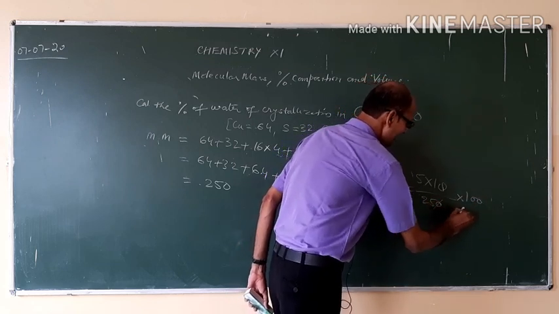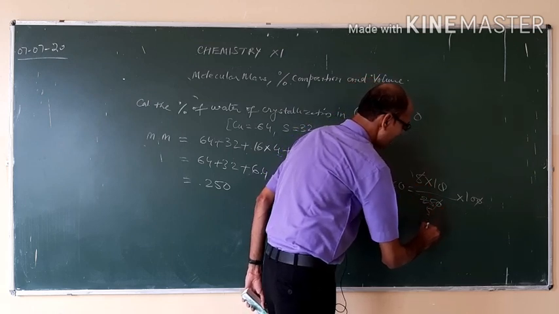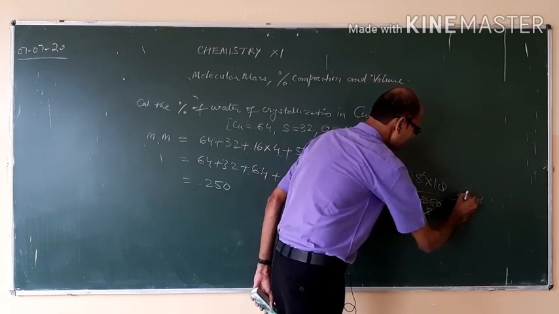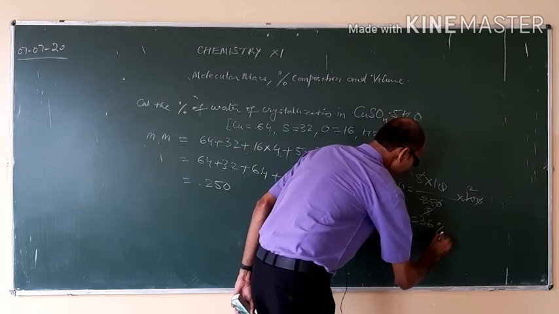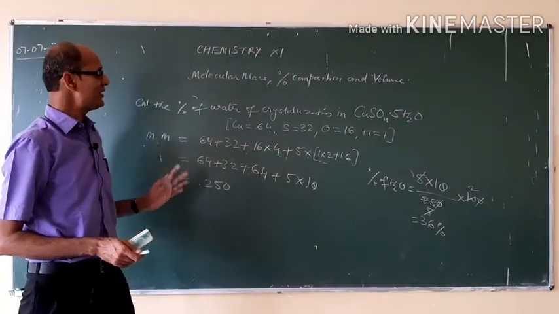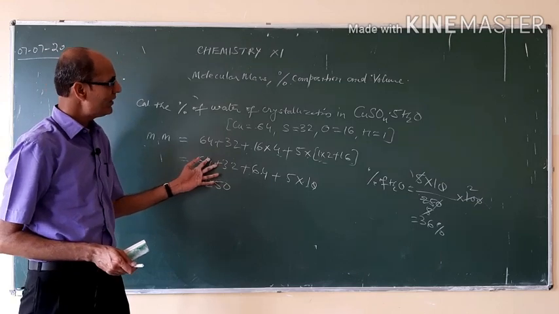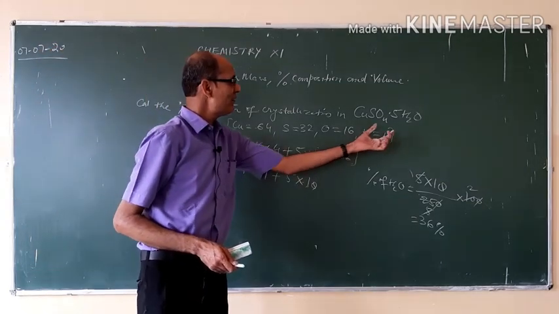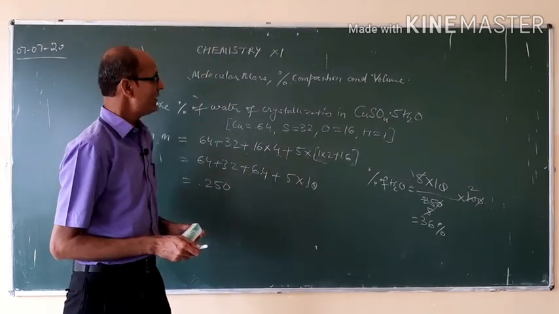So cut this 0 by this, 5 1s are 5, 5 5s are 25, 5 2s are 10, and that's equal to 36%. In this way you can calculate any element's percentage in the formula, or you can calculate the percentage composition of water present in any molecule, any substance.